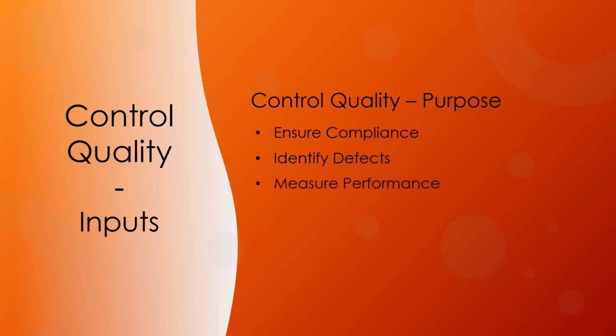Control quality is instrumental in measuring and assessing the performance of both project processes and deliverables. It provides valuable insights into the project's overall quality performance, enabling timely corrective actions. One of its key purposes is to prevent rework. By identifying defects early in the project, control quality allows for prompt corrective actions, reducing the likelihood of costly and time-consuming rework later in the project lifecycle.